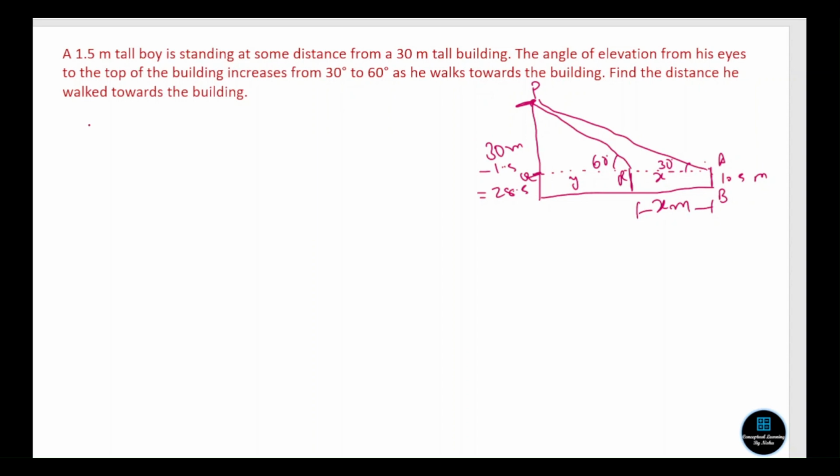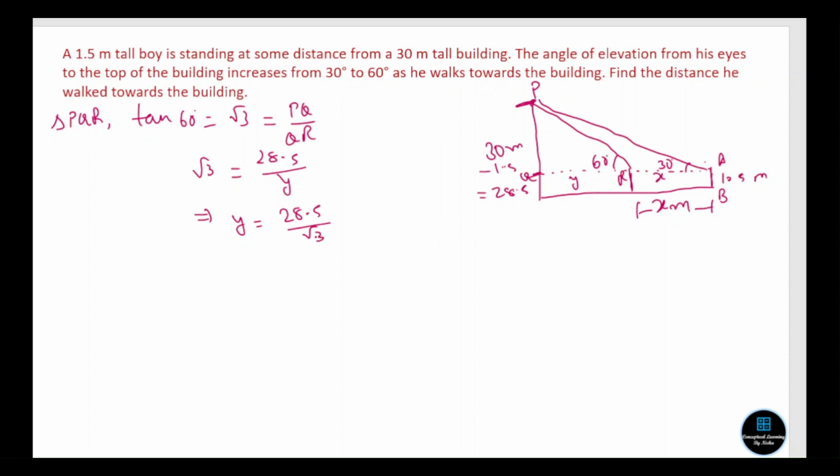Now I'll take this triangle PQR. What I can say, tan 60 degree, which is root 3, is equal to PQ upon QR. So root 3 is equal to PQ upon QR. PQ is 28.5. QR we are taking as y. So I'll get y equals 28.5 upon root 3. Alright. I'll just keep this as of now.